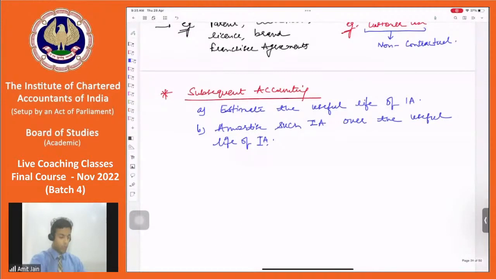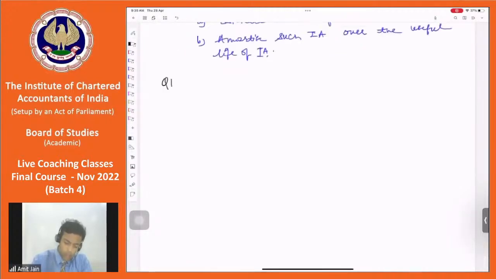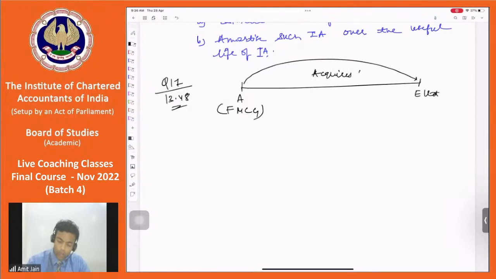Right? Let's do one question. Only then I think we will be able to gain some more insights. Question number 17, page number 13.48. Company A, FMCG. So there is a company A and it is a FMCG company. A Limited acquires an online e-commerce company, E Limited, with the intention to start its retail business. This is e-commerce.